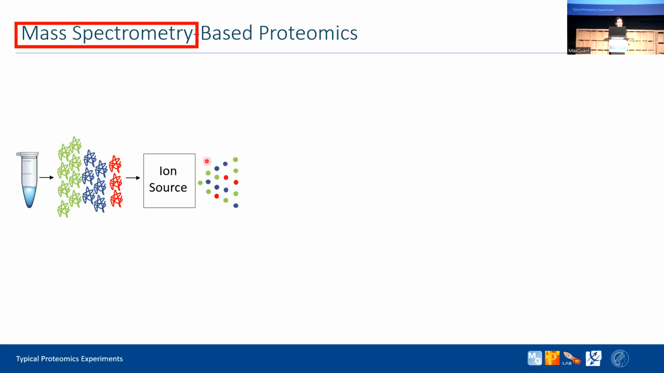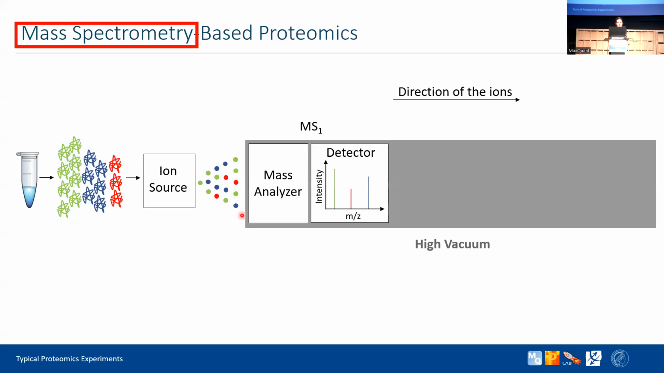As we discussed, first is the ion source. The ion source will make your analytes gas phase and also charged. And then the charged analytes will go into the mass analyzer first. And then the detector will give us the first mass spectrum. We call this mass spectrum MS1, but what is it actually?